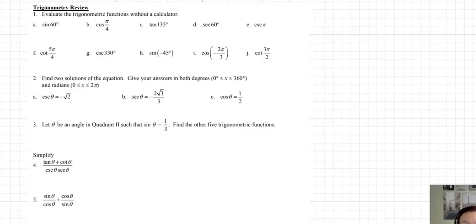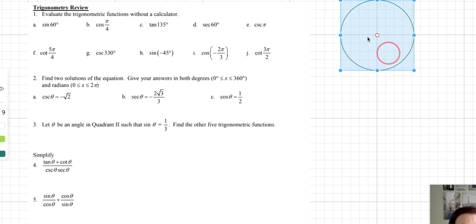We are reviewing for the finals today for my Math 3 class. It's a trigonometry review, and the first question is evaluating trig functions without a calculator. So in order to do that, I like to use a unit circle in which we can clearly see what goes where. So I'm going to put it right here on the coordinate axis so that we can refer to it.